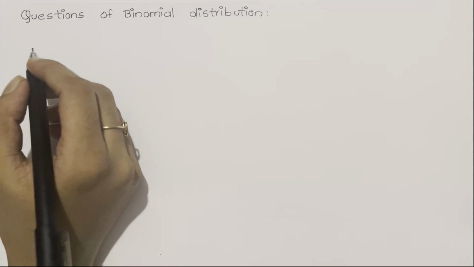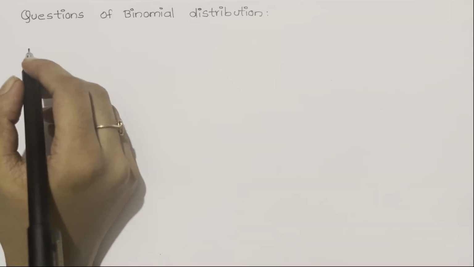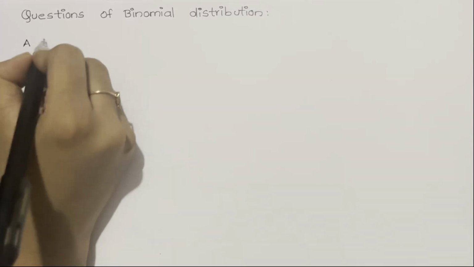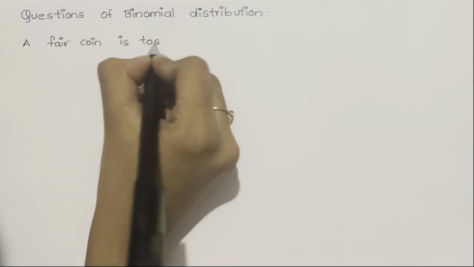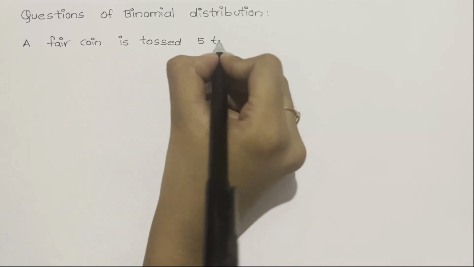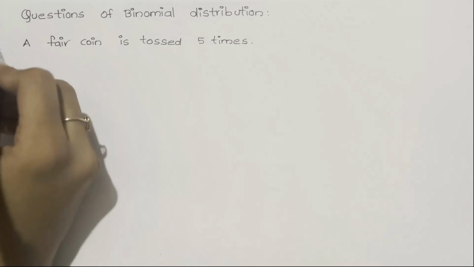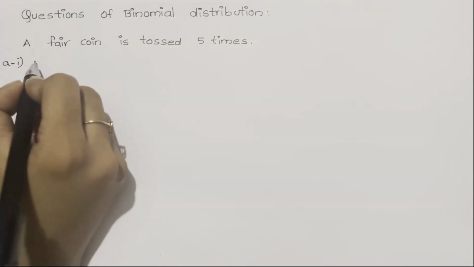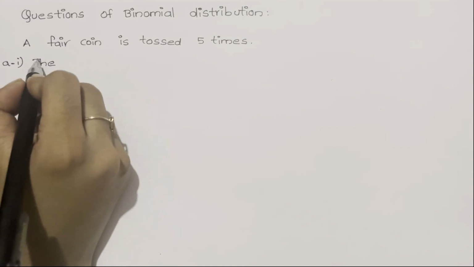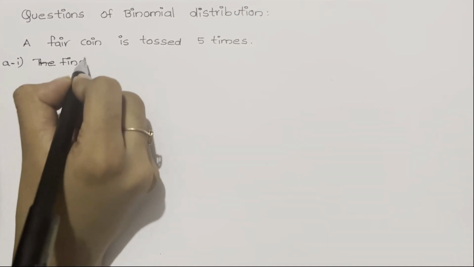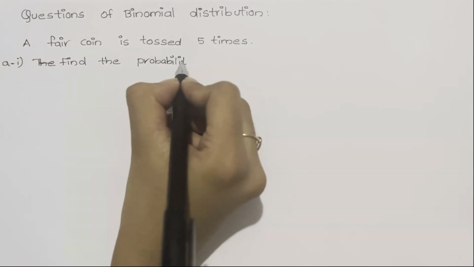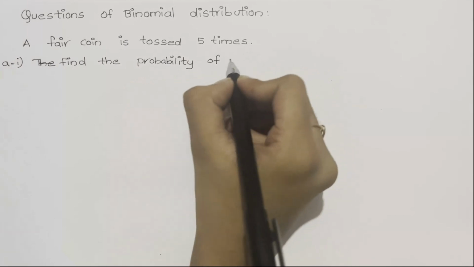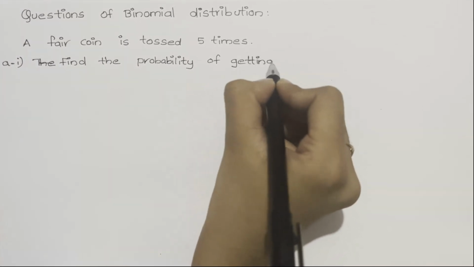Hi friends, in this video, we have to solve some questions of binomial distribution. The question is, a fair coin is tossed 5 times. First question is, find the probability of getting exactly 2 heads.